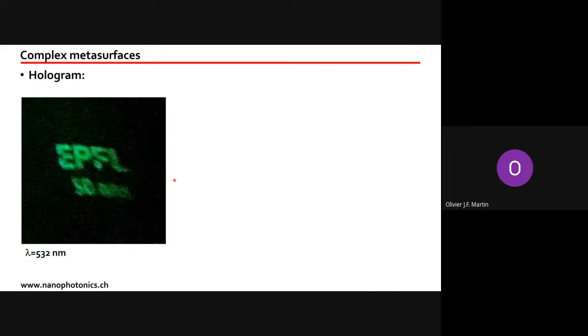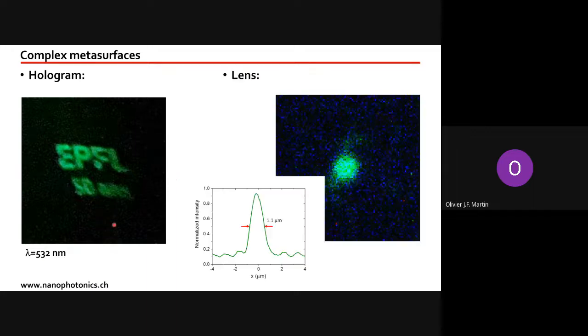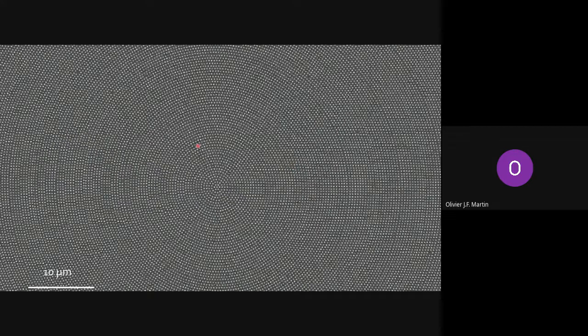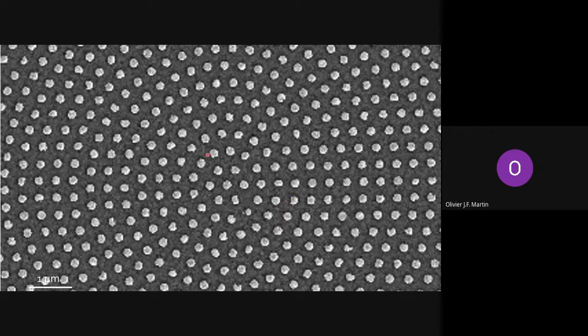And if we now shine light on this metasurface, this is what we get. So this one is working as a hologram. We can also make it work as a lens. In that case, we have a very nice focus, which is really diffraction limited, produced by this lens. And this is the surface that produces that. So it's a combination of different alloys with different stoichiometry that will produce different phases and then produce this optical effect.